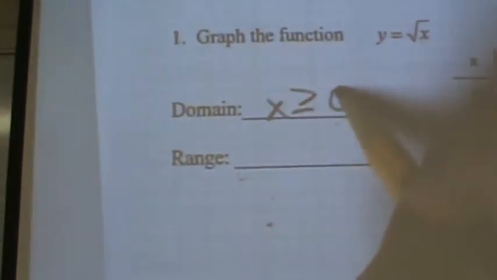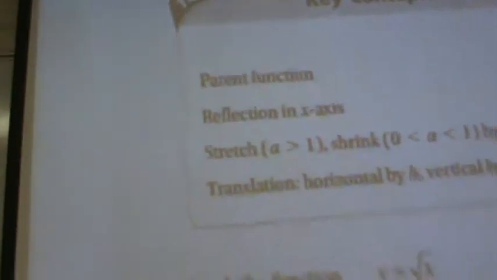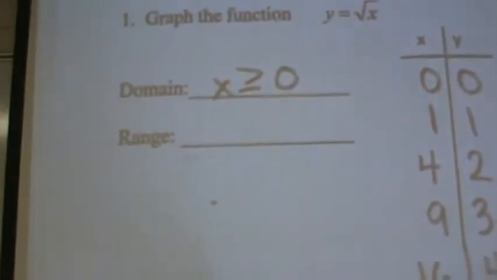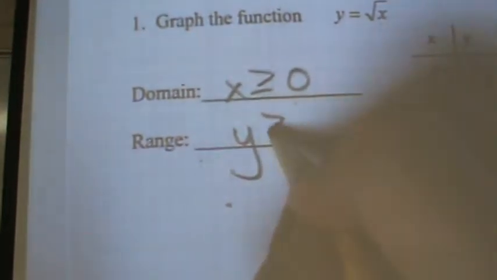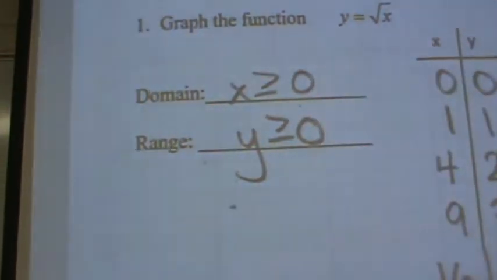Oh, and by the way, let's talk about the domain and the range. The domain on this is the x values. What's the smallest x value that you see in this graph? 0. And what's the smallest y value? 0. So your domain is all the x values greater than or equal to 0. And your range is y is greater than or equal to 0. We're going to talk more about the domain and the range.